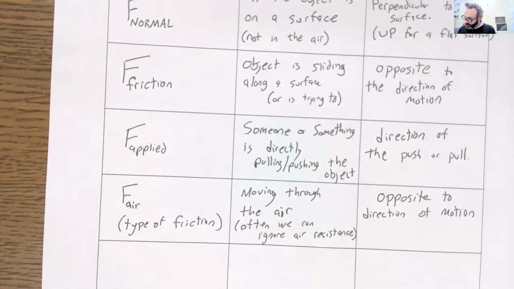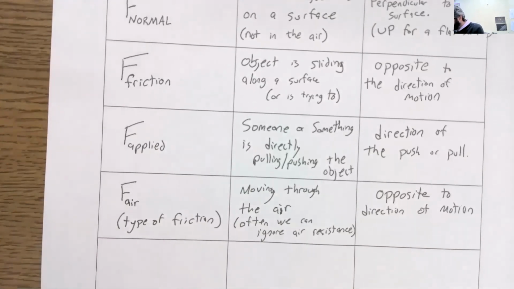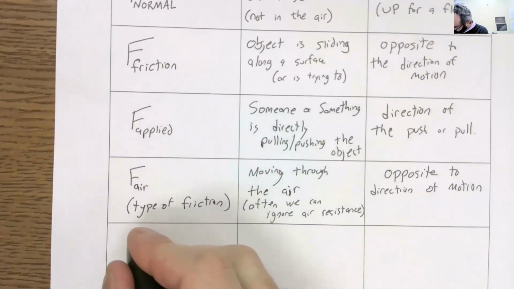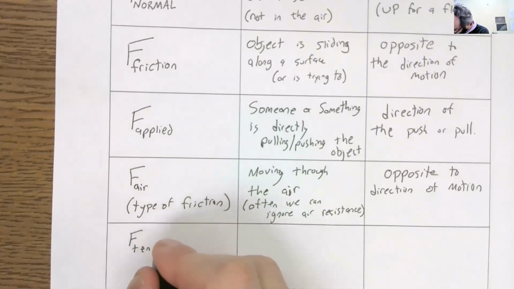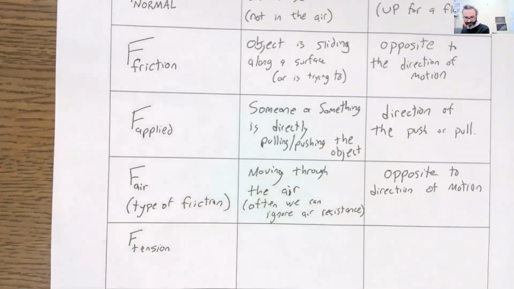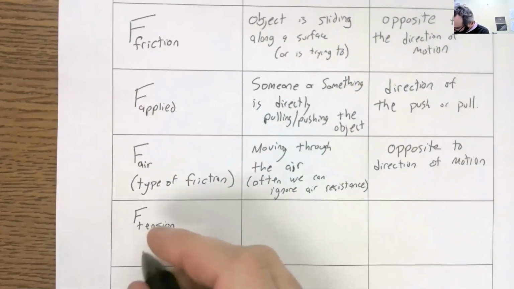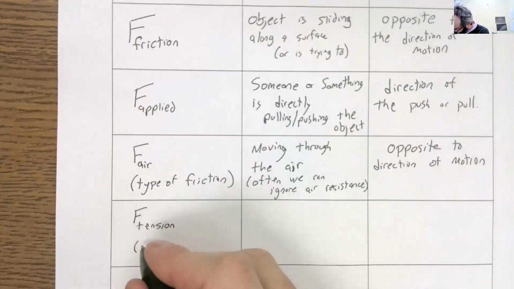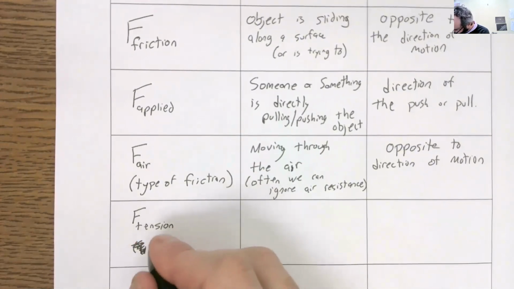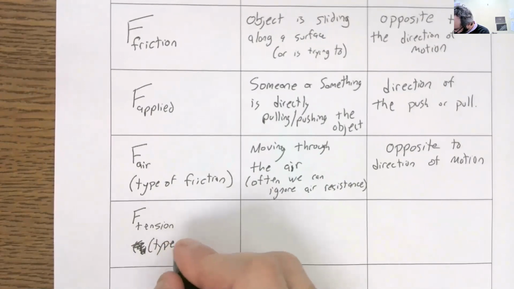And then there's one more type that I want to go over with you. It's a type of applied force. It's really no different than any other applied force, except we call it something different: tension, force of tension. Anybody know what the force of tension, what I mean by that? It's a type of applied force.